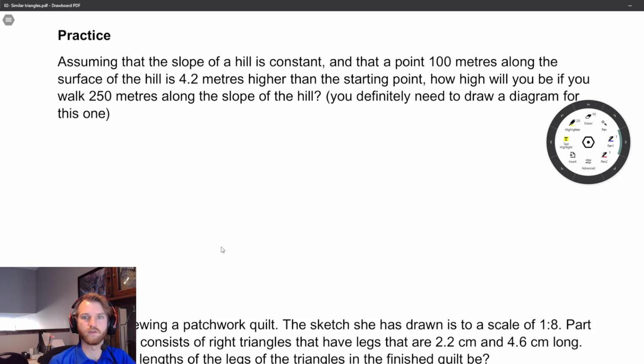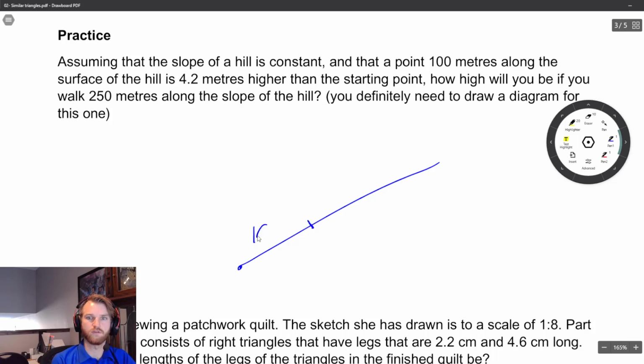Because this is saying there's some big hill, and we're going to imagine it's a perfectly straight line. When it says the slope of the hill is constant, that means the slope is not changing. It's perfectly straight as it's going up. It says that if you go 100 meters up the hill, let's say from here to here, you have gone 4.2 meters high. So you've got 100 meters along it, but you're 4.2 meters higher than where you started.